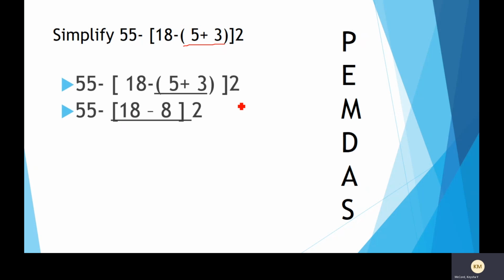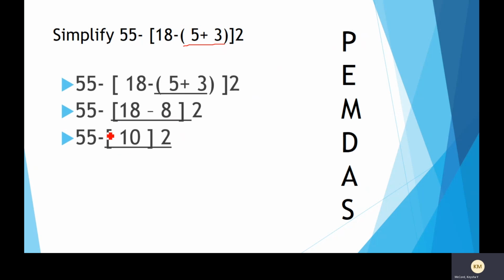Well, remember, I'm still following PEMDAS, and PEMDAS says to make sure you get all your brackets and parentheses out of the way. I still have brackets, so I need to solve what's inside the bracket. So I underline 18 minus 8 because it's inside the brackets. 18 minus 8 is going to be 10. So now I have 55 minus brackets 10, close brackets, times 2.